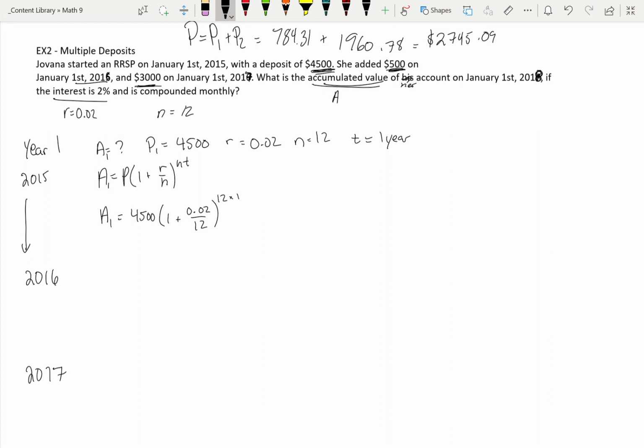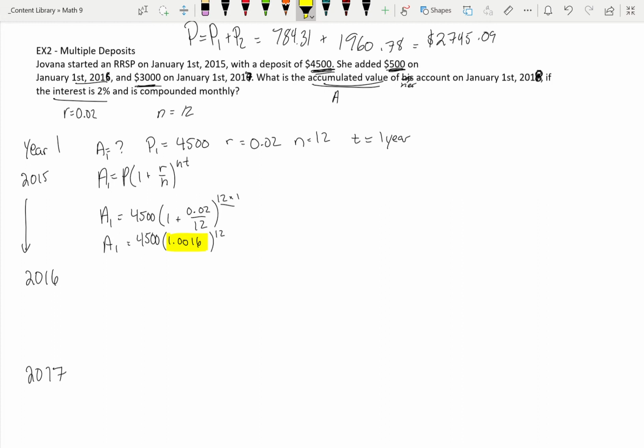So a couple things that can make our lives a little bit easier for us is I'm going to solve for what's in the brackets because I'm going to use it a number of times. So first up, this simplifies to just 12, and then I'm going to get 1.0016. So I'm going to remember this rather than have to calculate it each time, because for each year the interest rate is the same, and for each year the number of times it compounds is the same.